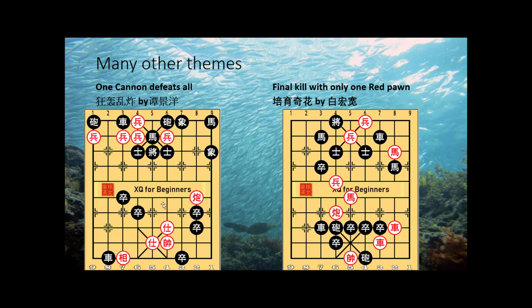For example, in this puzzle, Red's solitary cannon would be able to defeat the entire black enemy in this situation. And in some endgame compositions, the theme of a final checkmate with one solitary pawn can be seen. And if you solve this puzzle, you will see that the final kill will consist of a smothered checkmate by the pawn.